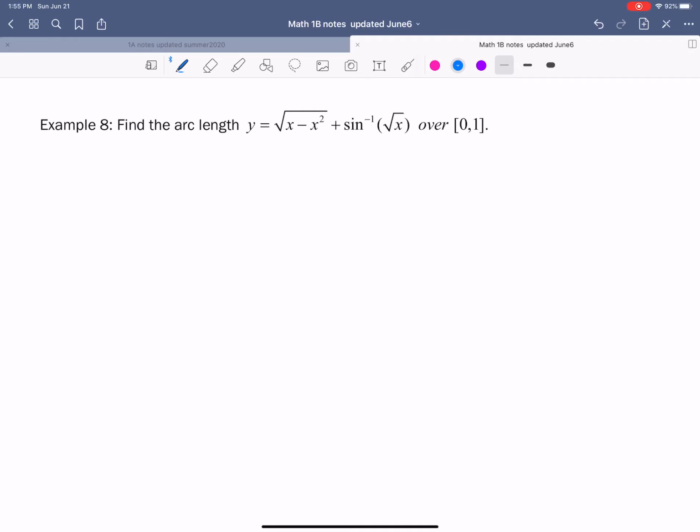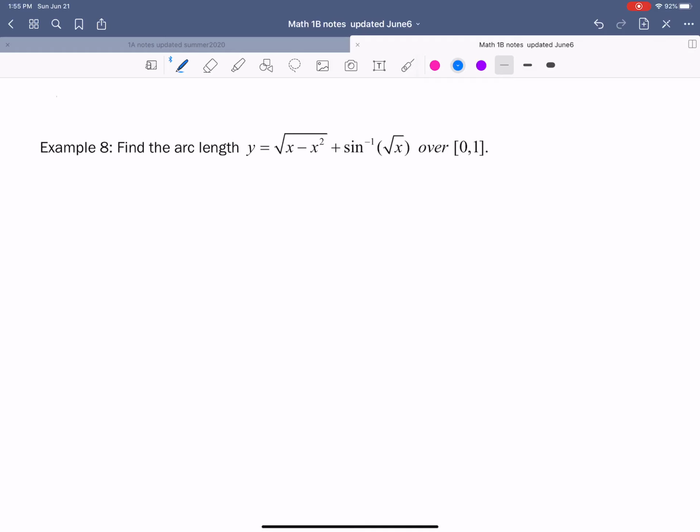Here's number 8. Find the arc length of y equals square root of x minus x squared plus sine inverse square root of x, over 0 to 1. Okay, so again, y is a function of x. So my arc length formula is going to be the integral from x equals a to x equals b of the square root of 1 plus f prime of x squared dx.